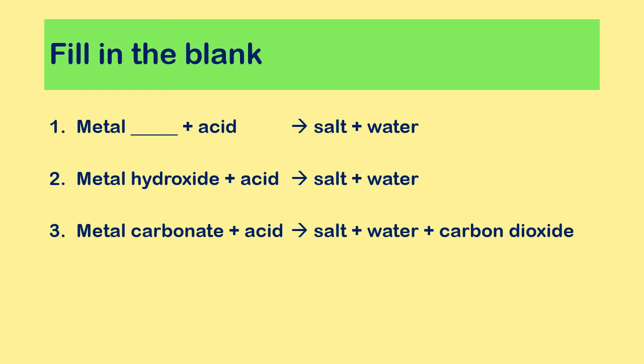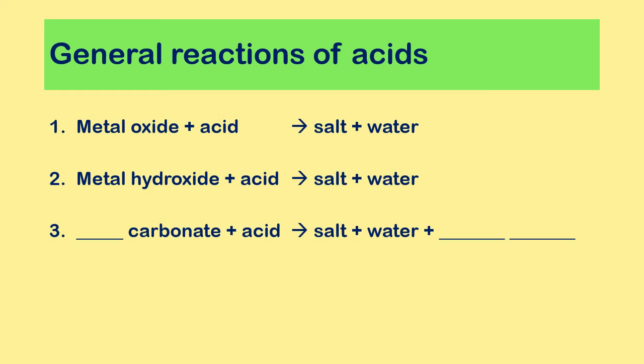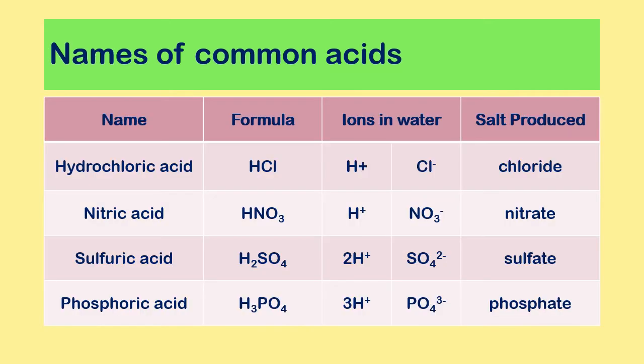So now we've got some fill in the blank exercises. Can you remember what goes in each one? So metal something plus acid goes to salt and water. That one we're looking for metal oxide. Now we're missing a word in the second one. Metal hydroxide plus acid goes to what plus water? Well, that is salt. Now we're missing a few words from the final one. So what will go in there? Well, it's going to be a metal carbonate plus acid goes to salt, water, and carbon dioxide.